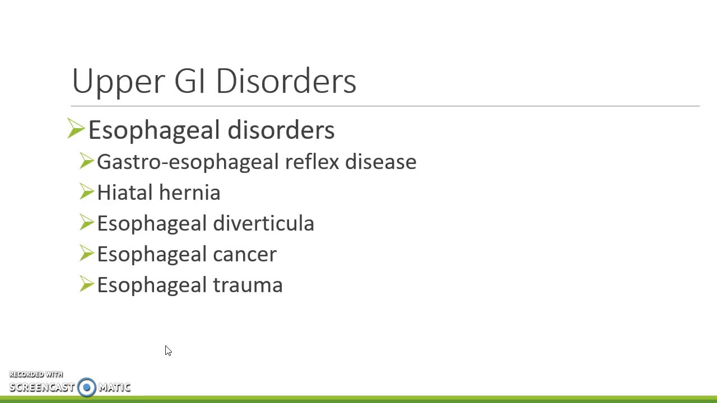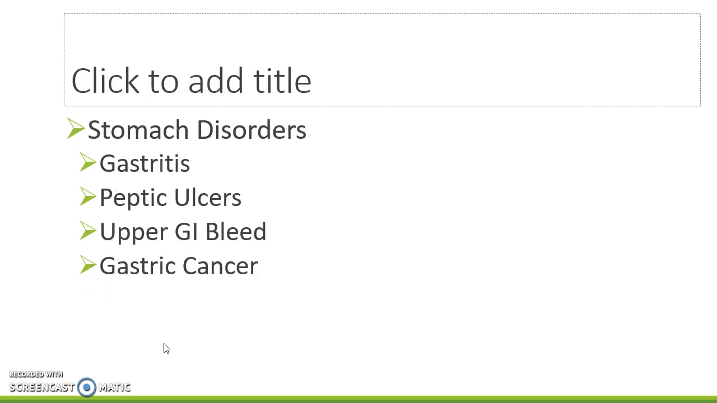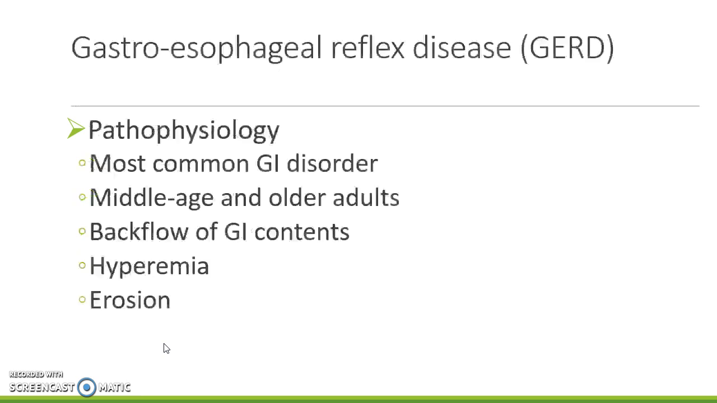Esophageal disorders and stomach disorders are two separate categories that we're going to talk about. We're going to talk about gastroesophageal reflux disease, or GERD, and hiatal hernias. And then for the stomach ulcers, we're going to talk about gastritis, peptic ulcers, and we're going to touch a little bit on the upper GI bleeds.